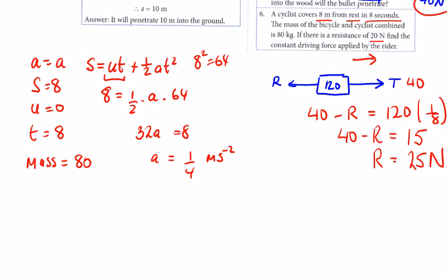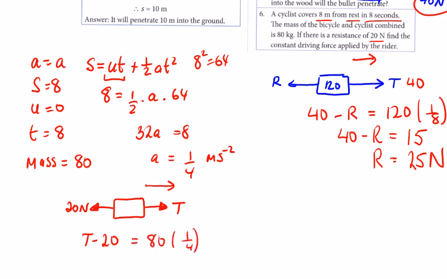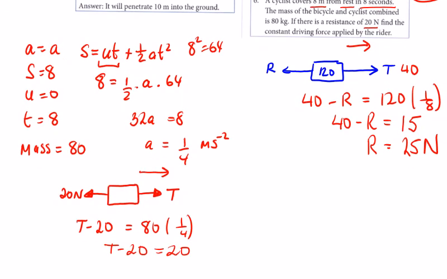Find the driving force. So here we are. We have a cyclist going in this direction. The resistance in this direction is 20. So my force, my tension this way, T minus 20, because the cyclist is going in this direction, is equal to MA, 80 by a quarter. So T minus 20 is equal to 20. So T in this case, the driving force, is 40 newtons.